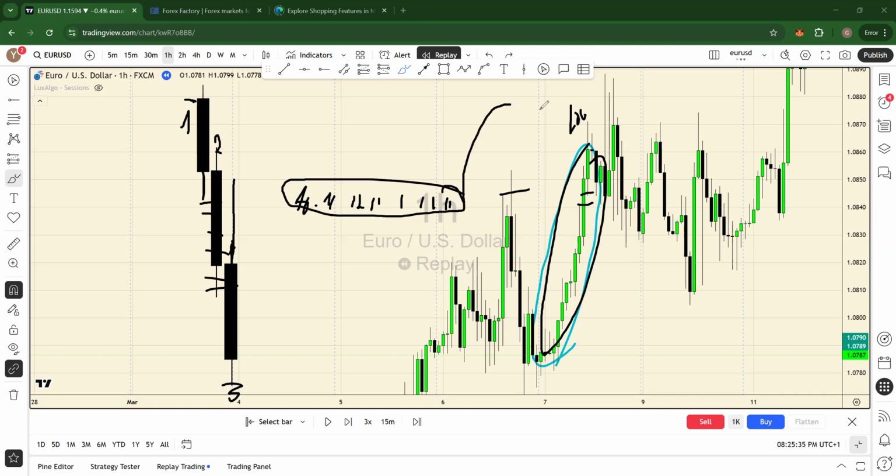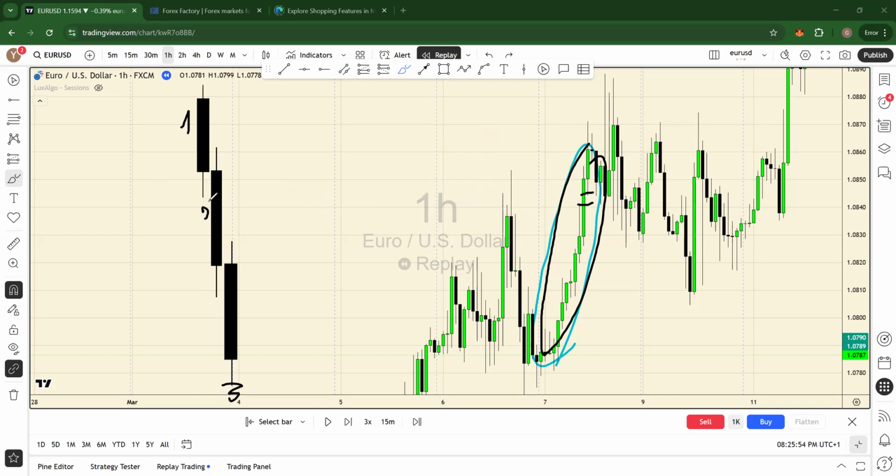So there is now what we call an imbalance, or a fair value gap, within this area. There is a huge price gap here. Price did not go from 20 to 21. It just went from 20 to 100K. So there is a price gap, and that's what we see with this candle right here.